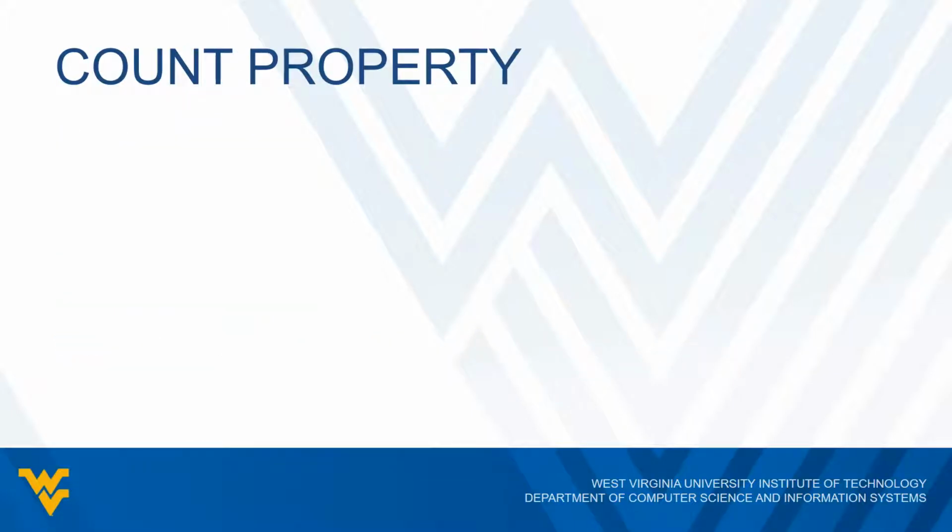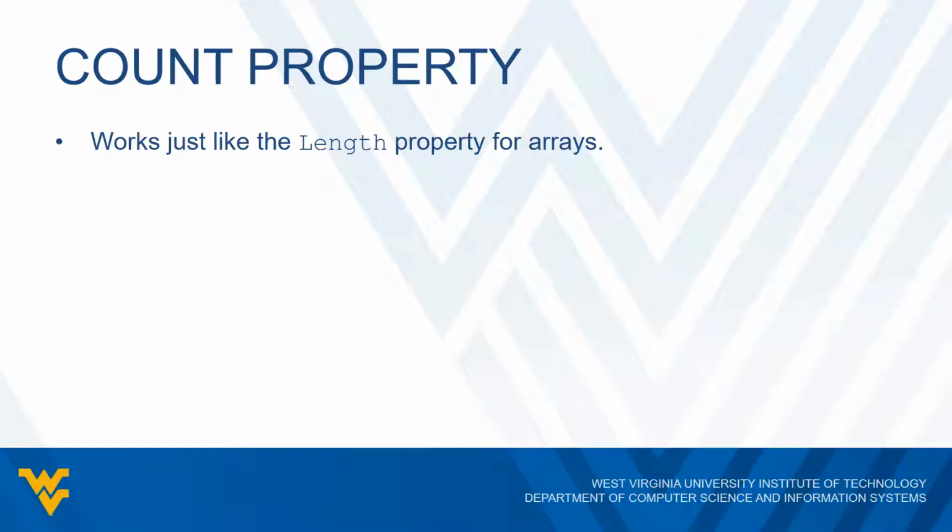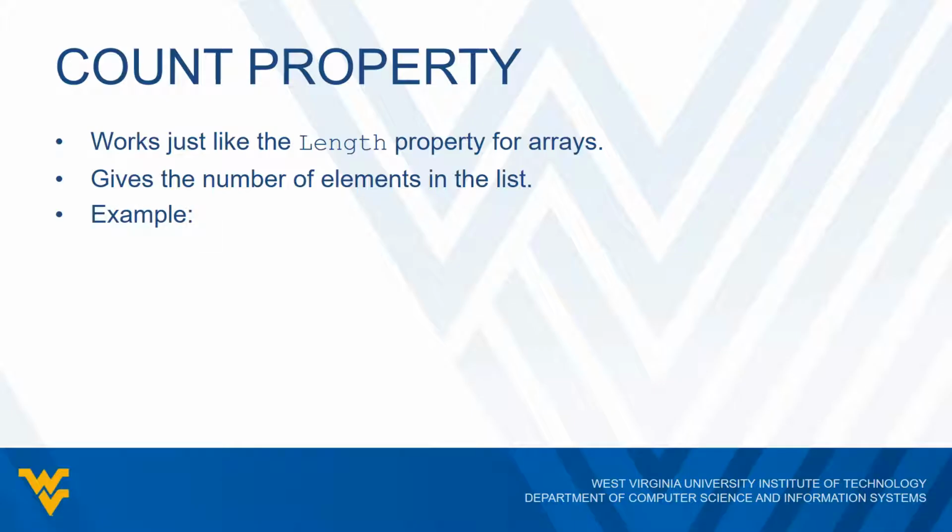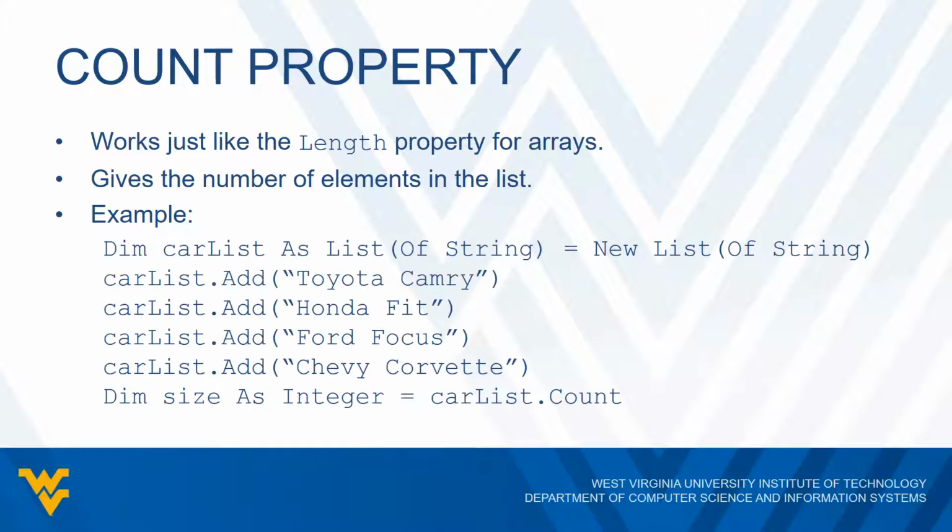There is one more feature about lists that we want to mention, and that's the count property. One of the issues so far is that we haven't gone over how to determine the actual size of our list. We know we can put however many things we want, but what if we need to know how many things there are in there? There isn't a length property, but there is a count property. It works just like the length property for arrays, except now we're dealing with a list. It gives us the number of elements in our list. We can take a look at a pretty simple example here.